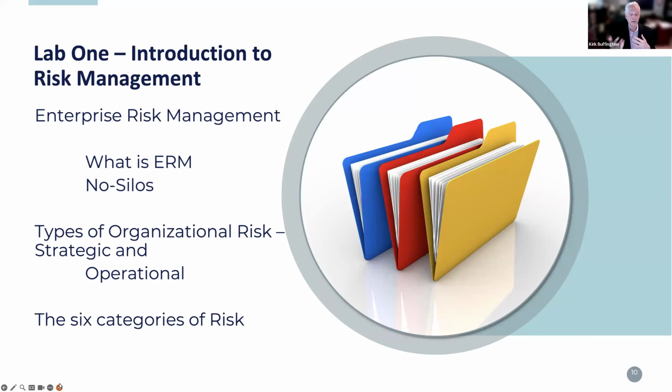Those are just some of the things. We will talk about organizational risk. We will talk about the 6 categories of risk. So Lab 1 is really an overview of enterprise risk management and what it means to an organization.